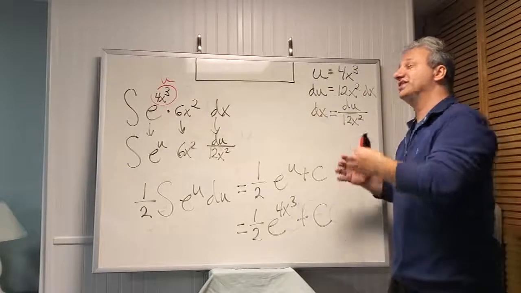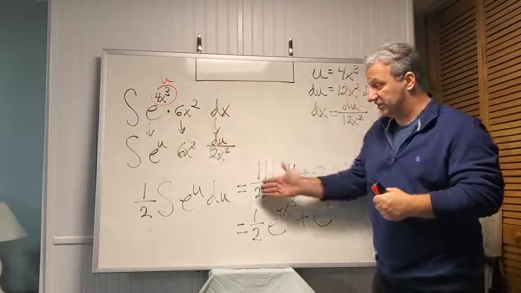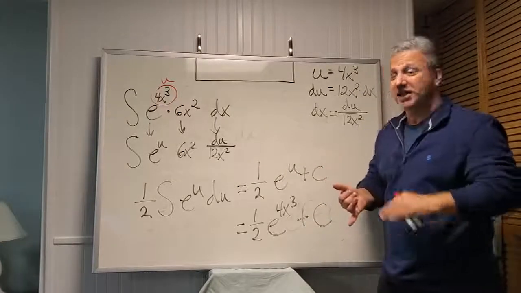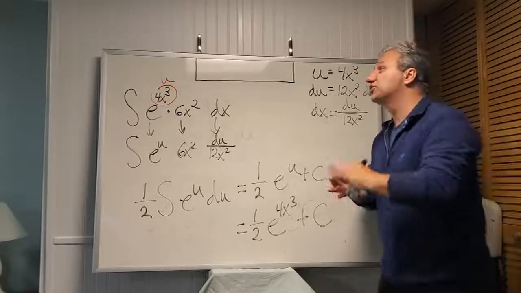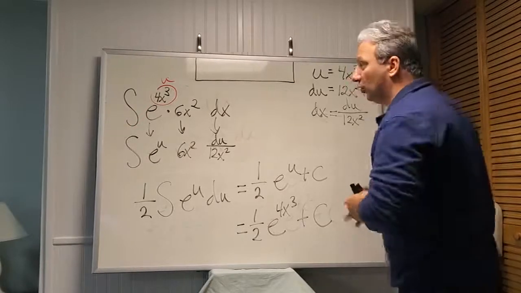And how do you know when it's not a U-sub? You know when it's not a U-sub when it doesn't work. What do you do now? Go to other techniques. There are integration by parts, trig substitutions. There are so many other techniques out there you may use. We're working on the U-sub again.